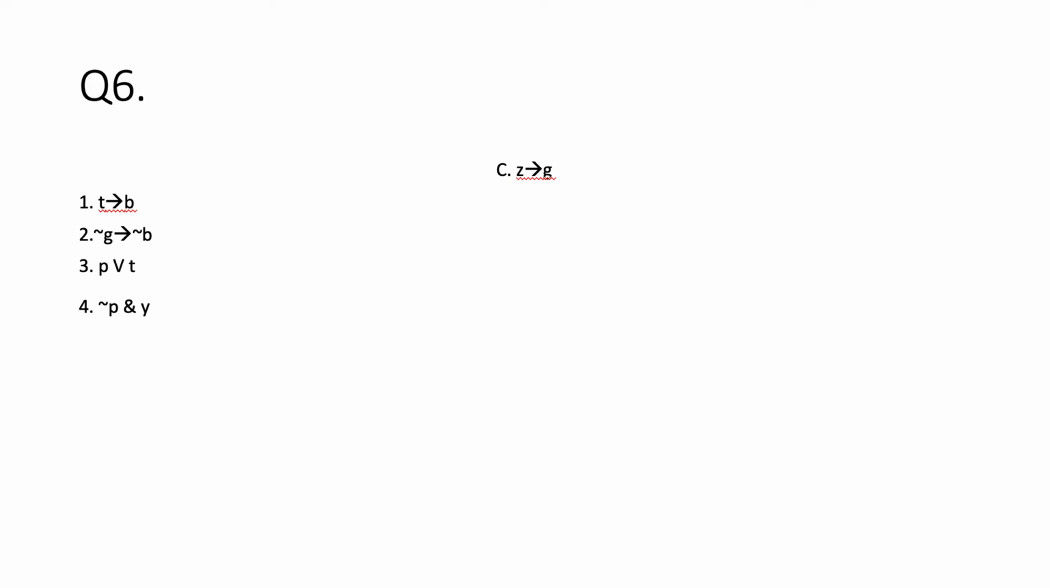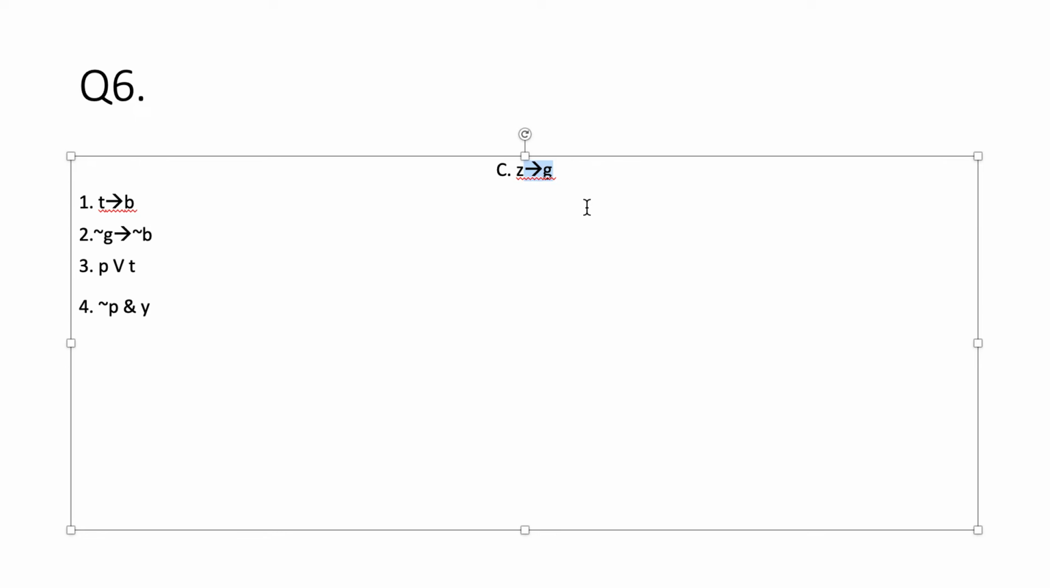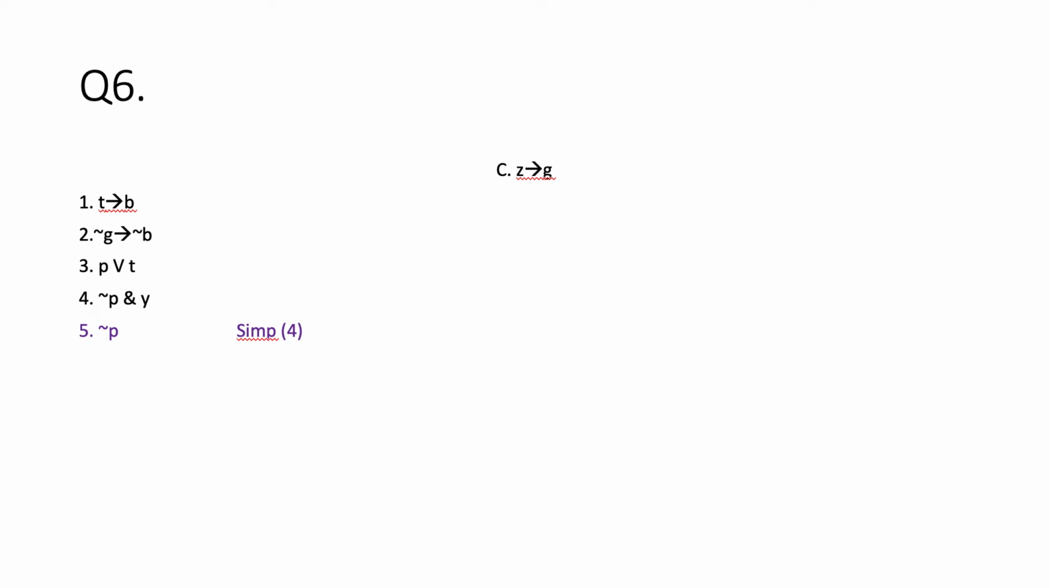Okay, I'm trying to get a conditional, if Z then G. Well, I'm going to just start by simplifying what I have on line 4. I'm going to isolate not P, because I can then use it with what I have on 3 via disjunctive syllogism to get T. So simplification on 4 gives me not P, and disjunctive syllogism on 3 and 5 is going to give me T.